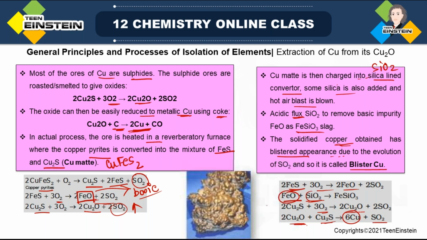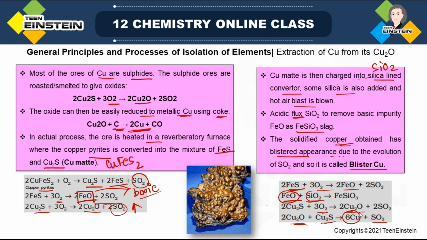So see, this is the blistered copper, because here you can see formation of some bubbles, and the reason is that SO2 is generated as a byproduct, which is a gas. Is there any doubt?